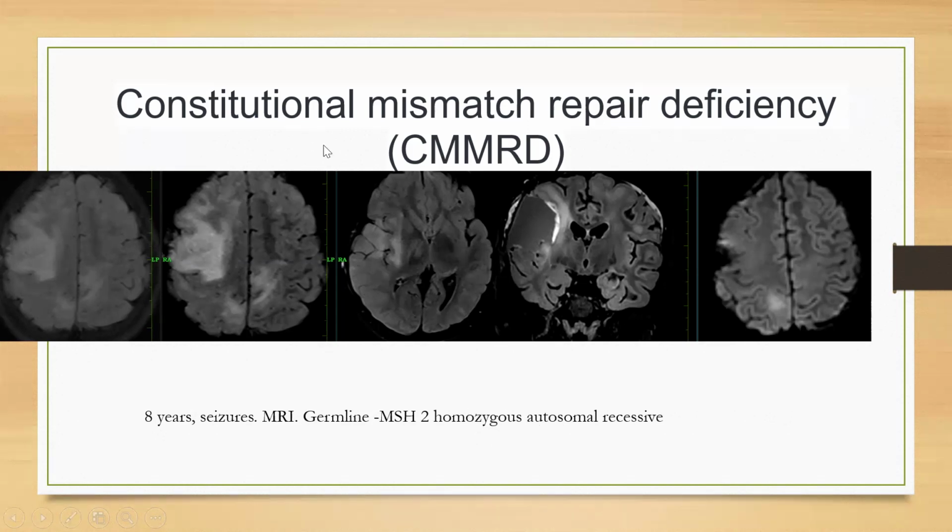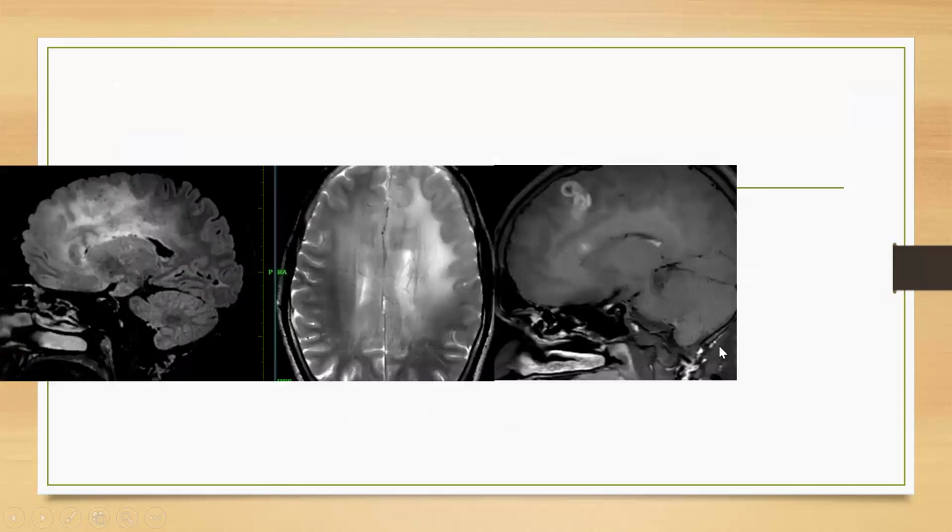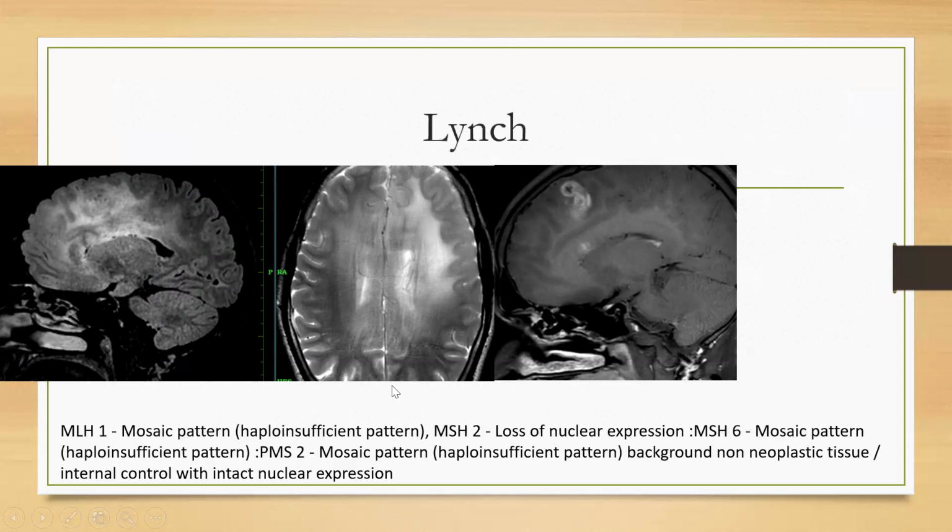Homozygous, that suggests CMMRD, constitutional mismatch repair deficiency. And this other type of subcortical hypertension can also turn out to be tumor related. This is another middle-aged patient with a diffuse infiltrative mass lesion in the frontal lobes, with some areas showing necrotic changes. In this case we also did genetic testing, and it showed a haploinsufficient pattern in multiple MSH genes, and this is known to be Lynch syndrome.